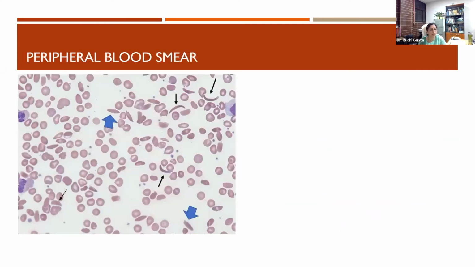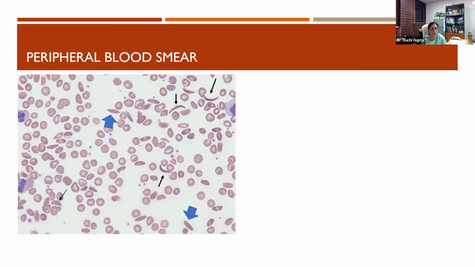So the next thing, naturally, when you've done your CBC, is to look at the peripheral smear, which will show you these characteristic sickle cells, which have basically tapered ends, and these are hyperdense cells, thick at the middle and thin with tapering ends. And besides these typical sickle cells, you also have some boat-shaped cells and occasional target cells.